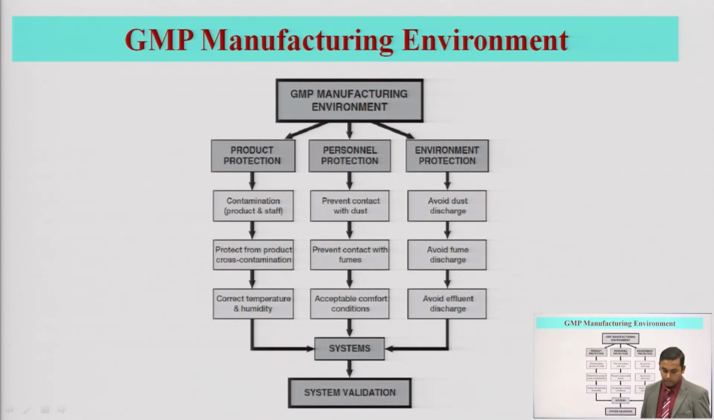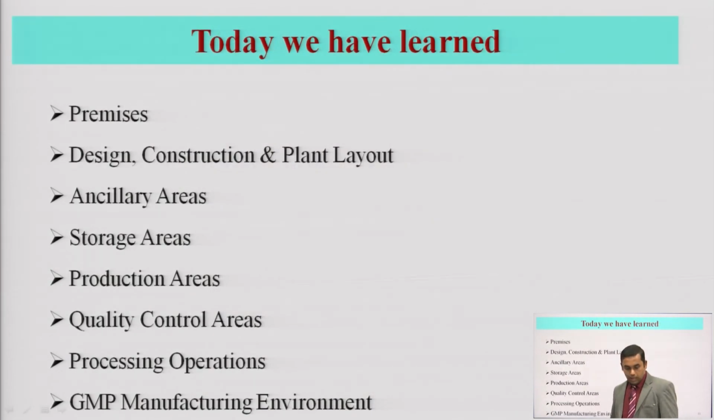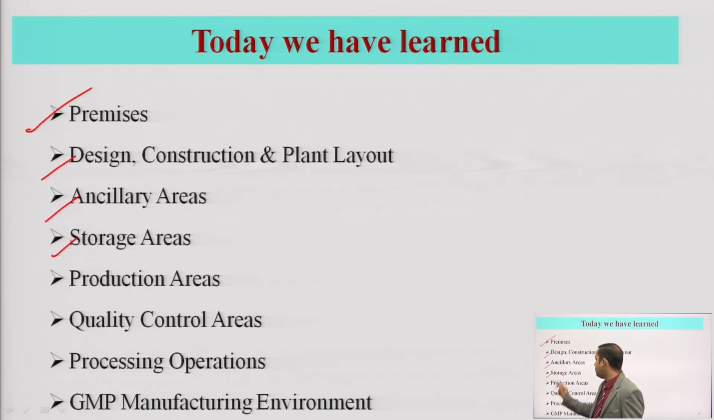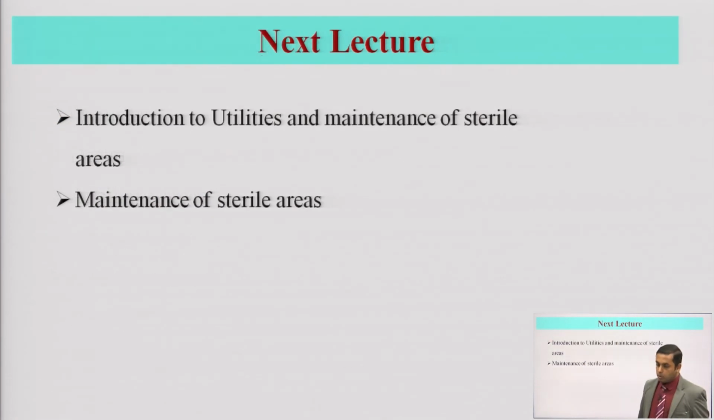Here is a great picture of how GMP is actually done. So, I am not going to discuss more. Today we have learned these things: premises, design, ancillary areas, storage areas, production areas, quality control, processing and GMP. Tomorrow I will tell you more about utilities and maintenance, and how we will maintain the sterile area.